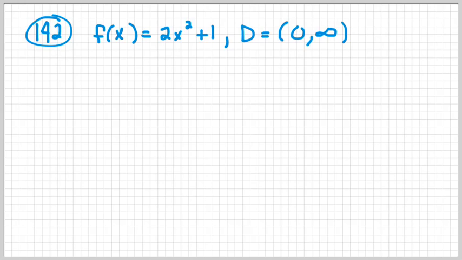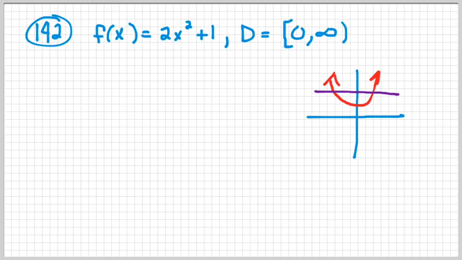Its domain has been restricted to include 0 to infinity. That means x can be only positive numbers. The reason they've restricted the domain is this function right here is a parabola. Looks something like this. If they didn't restrict the domain and they asked for the inverse, you'd say, hey, this does not have an inverse because it does not pass the horizontal line test.